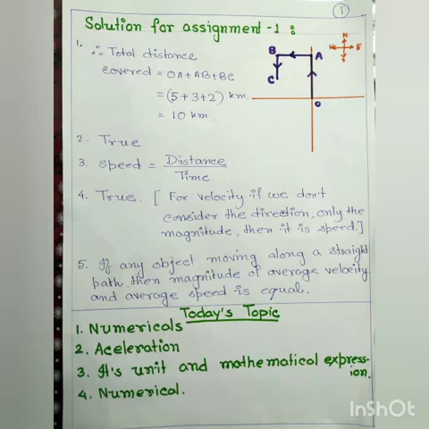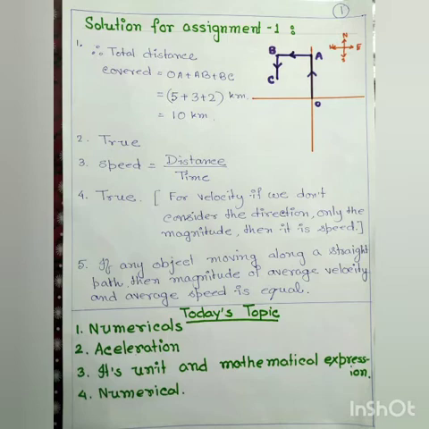Question number 4, speed is the magnitude of velocity. Now, if we consider velocity without its direction, for any object moving along a straight path, then if we neglect its direction, its magnitude will give us the speed. So, the answer will be true.